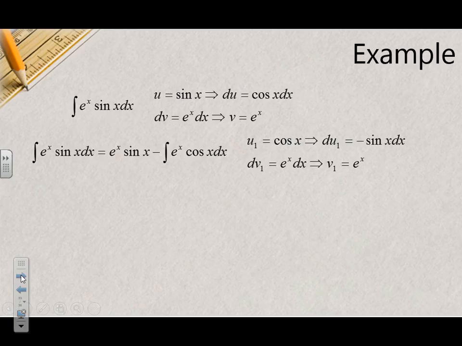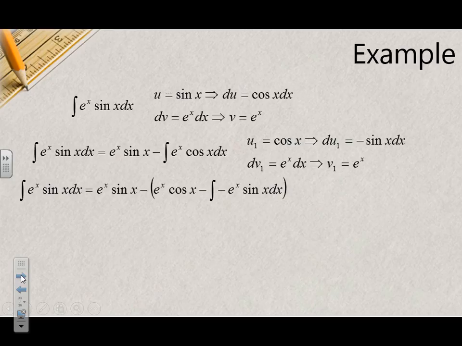So, once we apply our integration by parts again, our e to the x sine x is just going to come along, because we're not doing anything with it right now. So we're going to have e to the x sine x minus, what are we going to have? e to the x cosine x minus the integral of negative sine x dx. There we go. So e to the x cosine x minus the integral of e to the x times negative sine x. Okay?